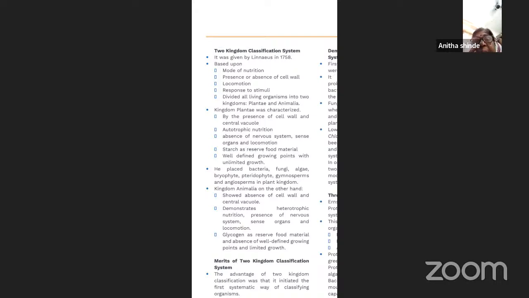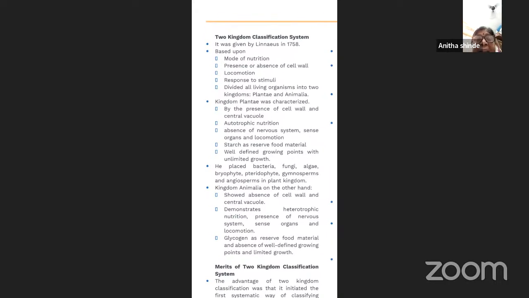So under kingdom Plantae, what characteristic features did he take? He included all the organisms which have these characters under one category, kingdom Plantae. These are the presence of a cell wall and central vacuole, autotrophic nutrition, absence of a nervous system, sense organs and locomotion, and starch as the reserve food material. A well-defined growing point should be there, with unlimited growth.